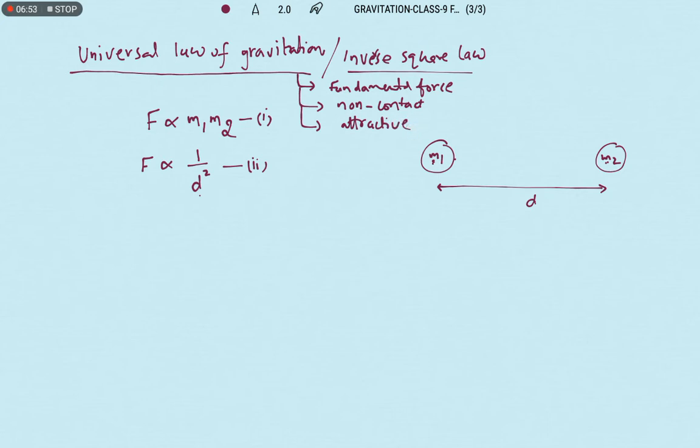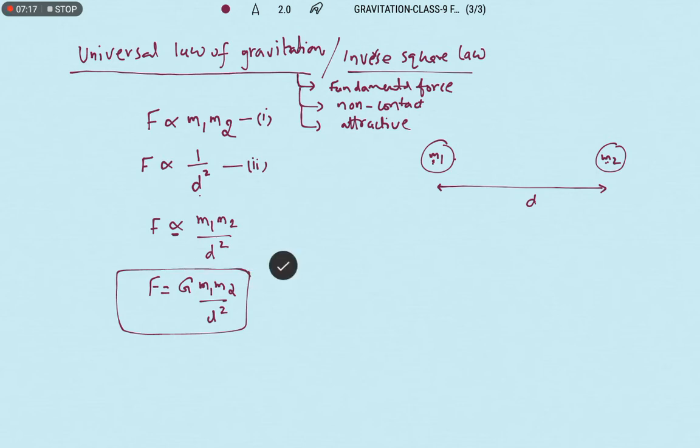By joining these two, we are going to write F directly proportional to m1 m2 by d square. So we can write F is equal to G m1 m2 by d square, removing the proportional sign and introducing a constant here. Sir, what is G here? So G is the universal gravitational constant.